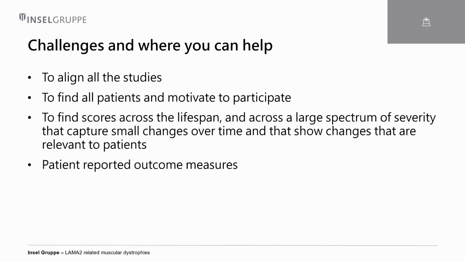So what are the challenges and where can you help? I think the challenge is to align all these studies, so that tomorrow maybe we agree on the same outcome measures, maybe the same intervals that we look at, maybe also to decide, okay, one country does one thing and the other does something else, and we compare. So I think the network is something that will help. Where you can help is to help us find all the patients. I think the more patients we have in these studies, the more information we get.